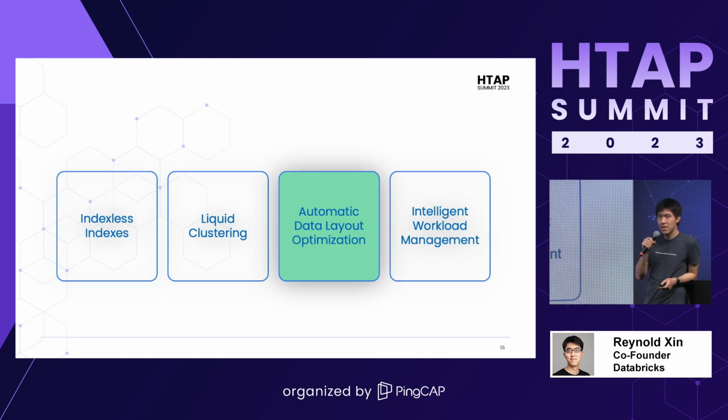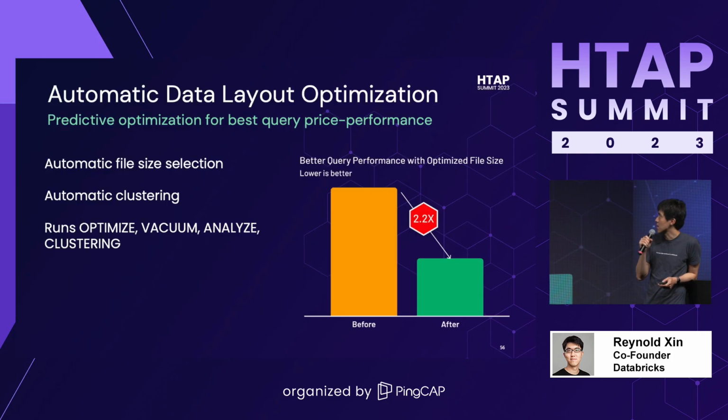And then automatic data layout optimization. If you use any data lakes, you probably struggle with, hey, I have to pick the right file sizes, I have to think about clustering columns, and depending on the format you're using, you have to run optimize, vacuum, analyze, clustering. The choice of file sizes is very important because it's workload dependent. But when you pick the right sizes, you can easily achieve multiple orders of magnitude of improvement.